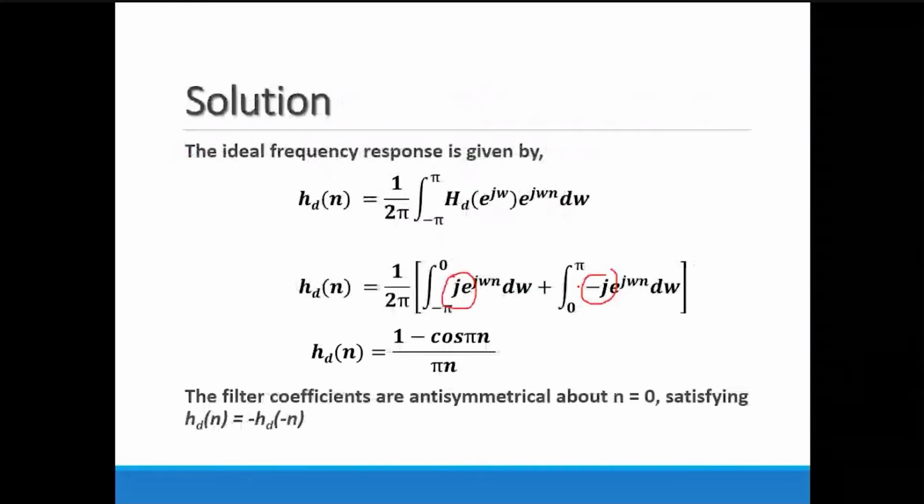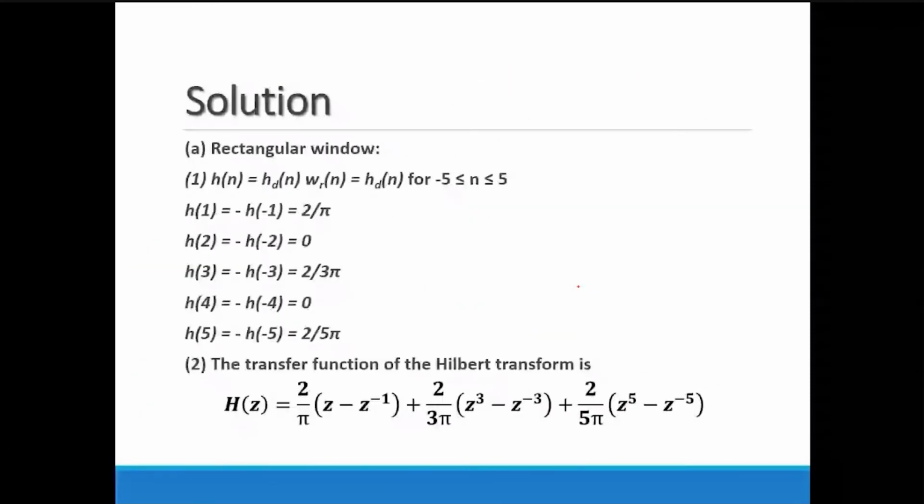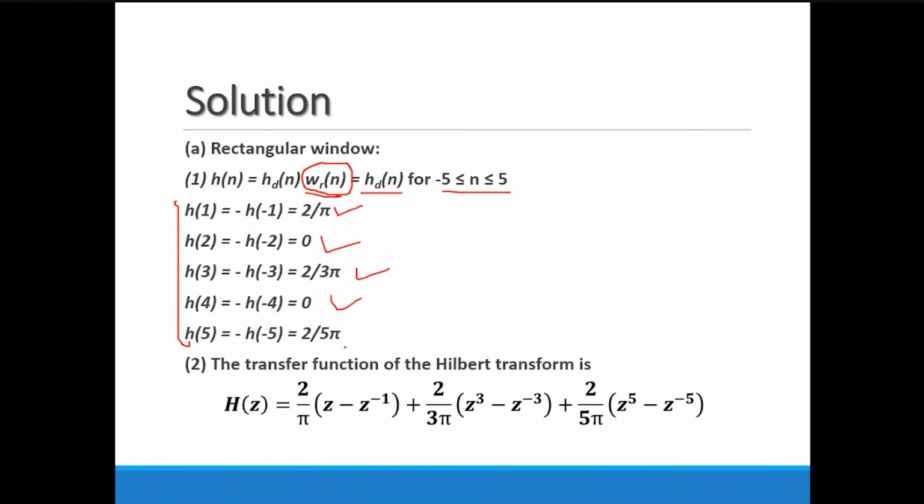Okay. So here we have solved up to the HDN. Now we are using the rectangular window. So in rectangular window, as we know, the function has the value 1 only. So we can write this equation, h of n is equal to HDN into omega Rn, which is nothing but the function of rectangular window. So rectangular window function has value 1. So you are getting the same as HDN for the value of n from minus 5 to 5. So I am writing these values again, which we got in the previous slide. H1 is equal to h of minus 1, minus of h minus 1, that is 2 upon pi. Next value is 0, 2 upon 3 pi, 0, and 2 upon 5 pi.